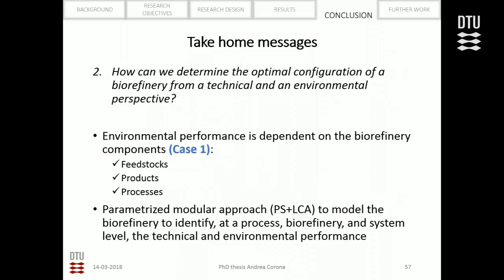The second research question that my PhD had is how we can determine an optimal configuration from a technical and environmental perspective. And as I show in case 1, the combination of process simulation and LCA allows us to understand the effect of the different components of the biorefinery, such as the feedstock, the product, and the process. So thereby, a parameterized modular approach combining process simulation and LCA to model the biorefinery can identify at different levels, from the process to the biorefinery to the system level, the environmental and the technical performance.